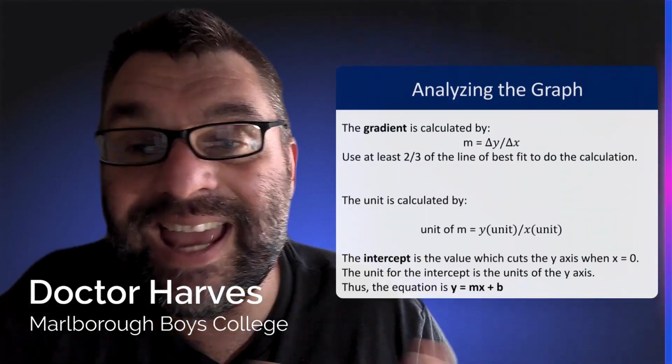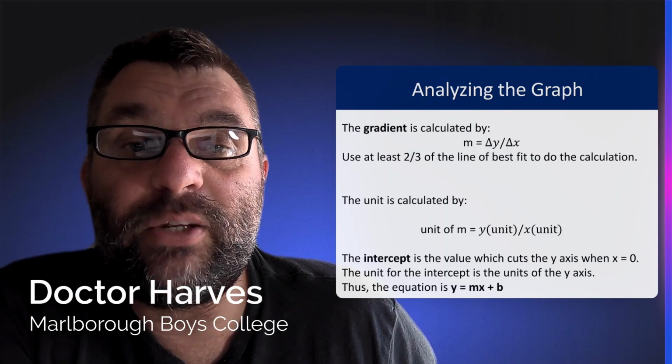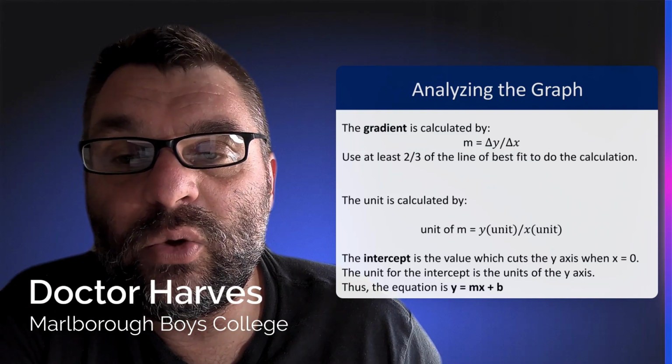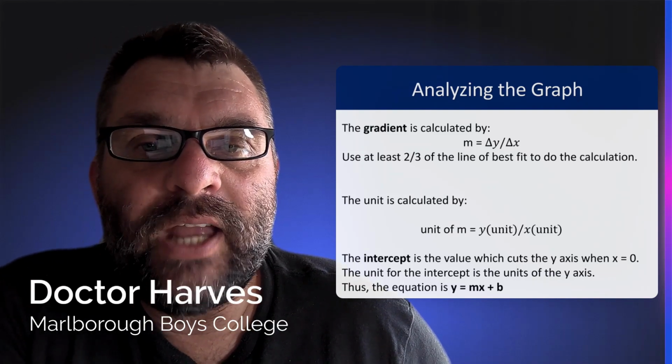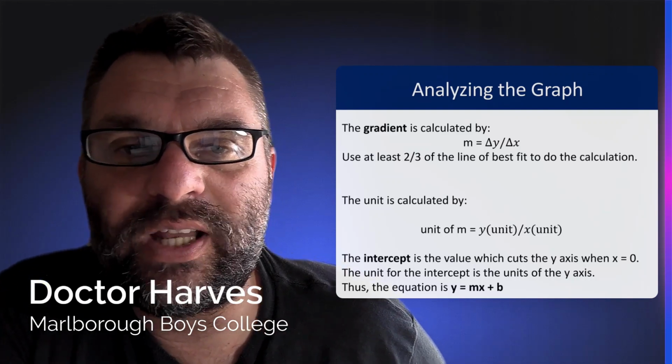In terms of analyzing the graph, we also need a gradient, and that's calculated by the change in the y value divided by the change in the x value, which we looked at in our external with mechanics. And you have to use at least 2/3 of the line of best fit when you're doing your calculation.